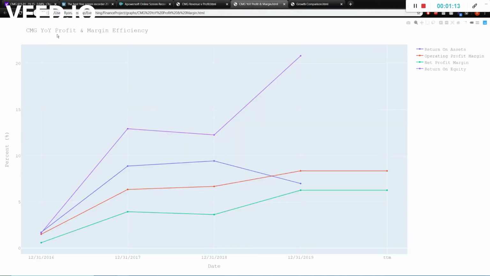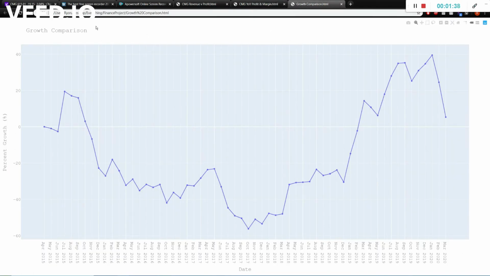Now, we also have the year-over-year margin efficiencies. These encompass key metrics that I find insightful and helpful when considering if I want to invest in a given company. So, we have the return on assets, the operating profit margin, the net profit margin, and return on equity. Moving on, we have growth comparison.